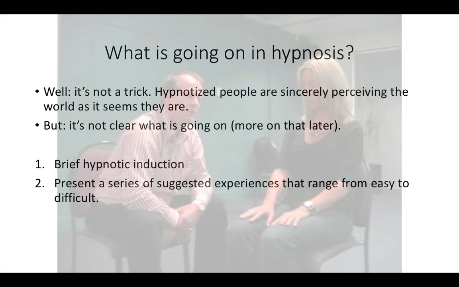Easy might be you have stretched your arms out to the side and they're now going to move together. Difficult would be, with your eyes open, you're going to see a non-existent person. The hypnotist may set up a post-hypnotic suggestion. So the idea that, like, if you tap something twice, you will become intensely focused.